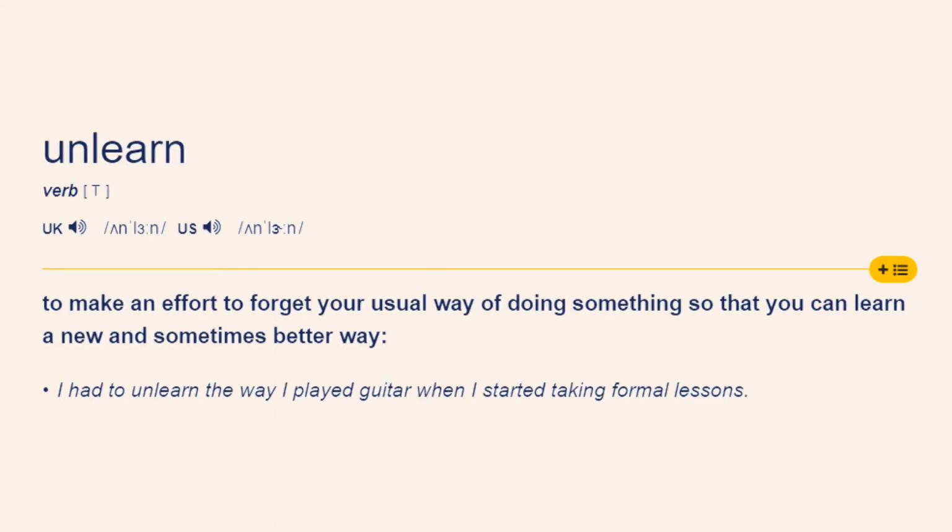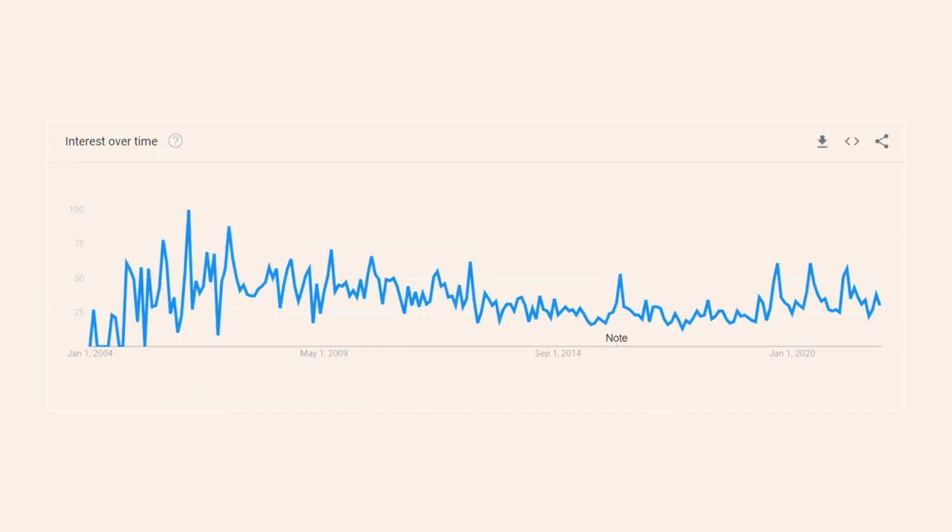What is unlearn? Here's how Cambridge Dictionary defines it. To make an effort to forget your usual way of doing something so that you can learn a new and sometimes better way. I had to unlearn the way I played guitar when I started taking formal lessons. That's the example we have, and that's going to be very relevant.